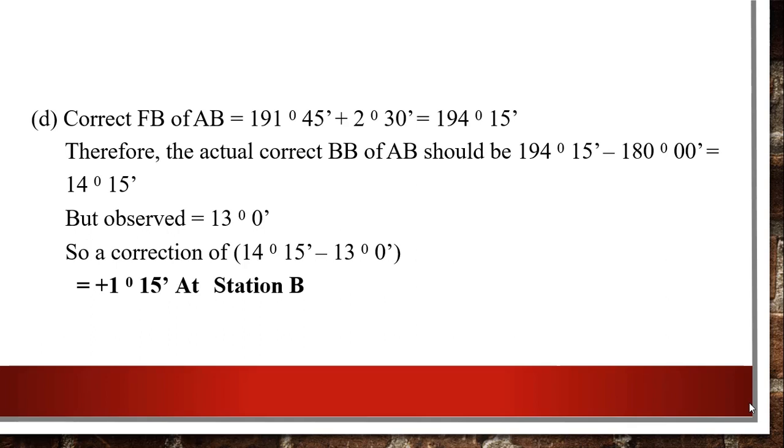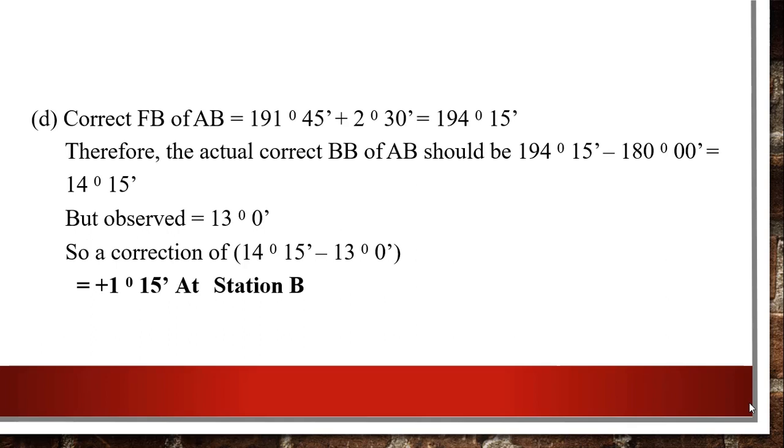As the forebearing is 194 degree 15 minutes, which is greater than 180 degree, for getting the back bearing of AB you should deduct 180 degree. So here 194 degree 15 minutes minus 180 degree 0 minutes, the back bearing of AB is obtained as 14 degree 15 minutes.